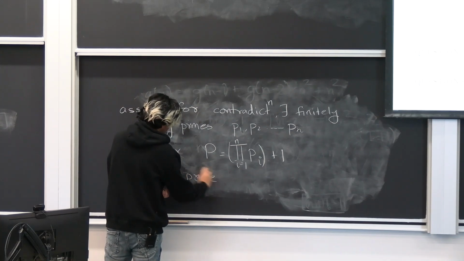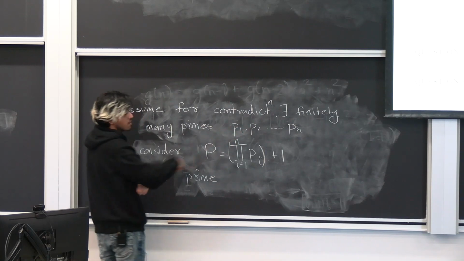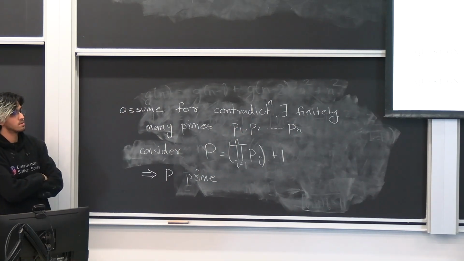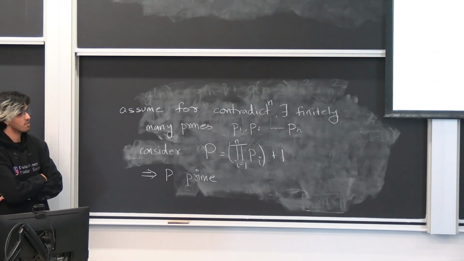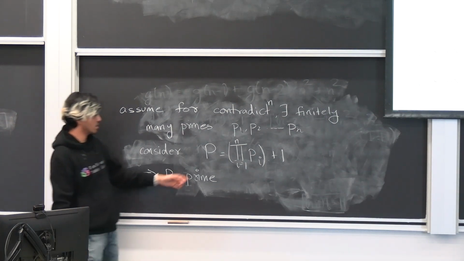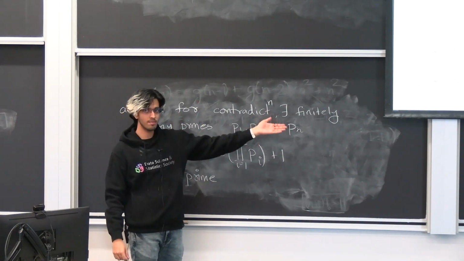But why can't P just be equal to one of these? P is greater. What if P ends up being equal to P10? We need to show one tiny thing. It's a formality, but we need to show that P is not equal to any of these primes. So it's a new prime, right?